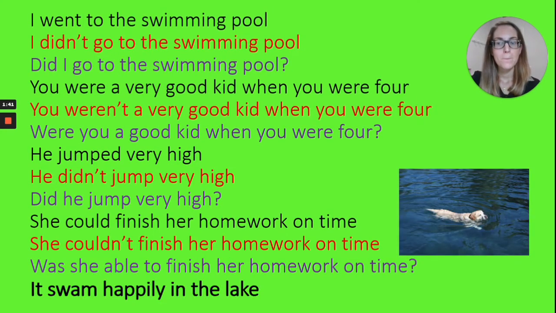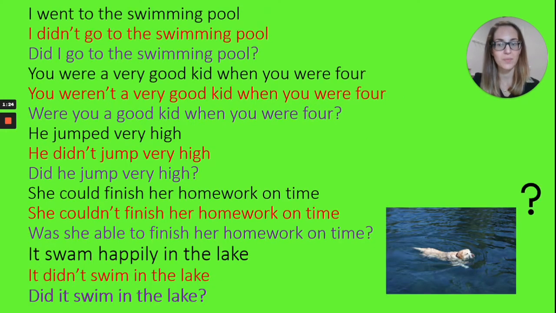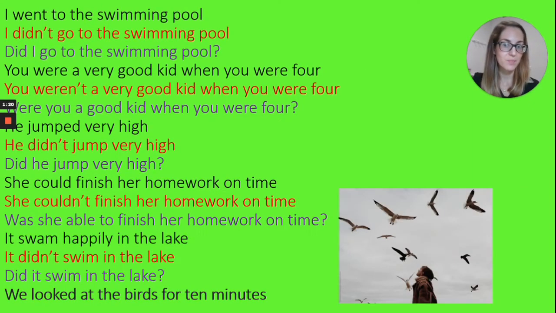Right? It swam happily in the lake. It, referring to the dog, it swam happily in the lake. Negative? It didn't swim in the lake. Poor dog. It didn't swim in the lake. Did it swim in the lake?